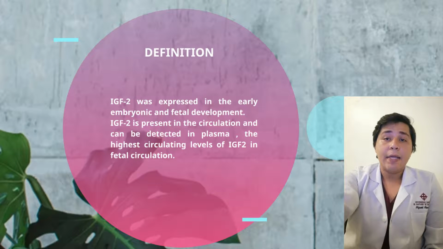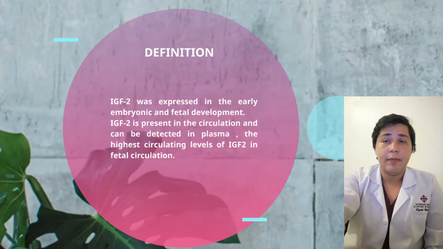Definition: IGF2 is expressed in early embryonic and fetal development. IGF2 is present in the circulation and can be detected in plasma. The highest circulating levels of IGF2 are in fetal circulation.